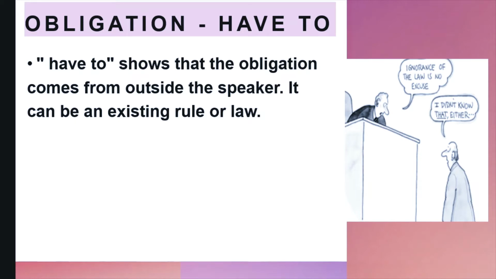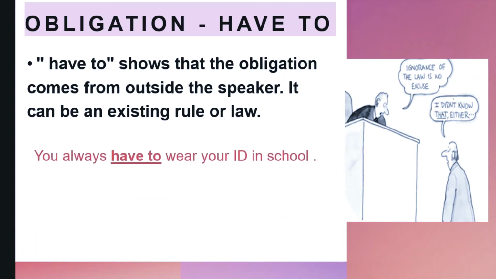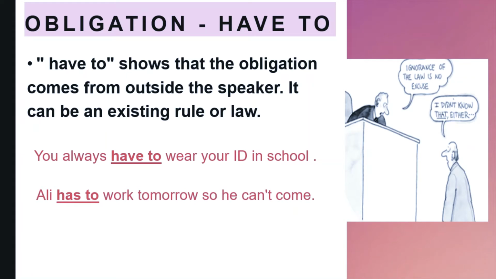Another modal verb is the modal verb have to. Have to shows that the obligation comes from outside the speaker. It can be an existing rule or law. For example, you always have to wear your ID in school. Ali has to work tomorrow, so he can't come. We have to check everyone's ID.